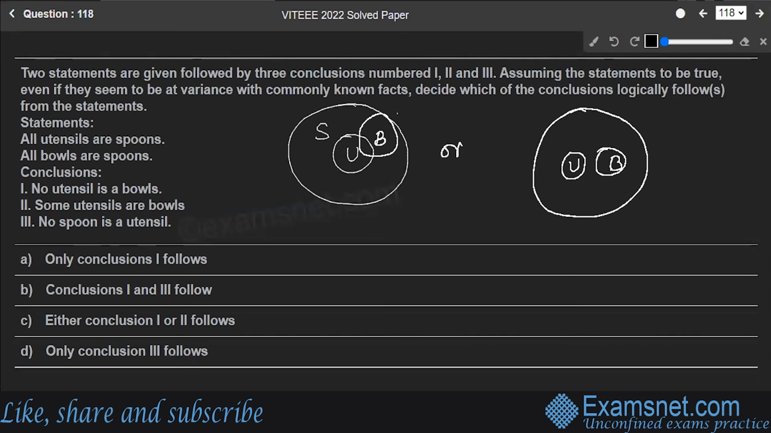Okay. Now, according to that, no utensil is a bowl. No utensils. Yes, it is true. It may be. Some utensils are bowl. Yes, this also is true. No spoon is a utensil. No, this is false. That means 1 and 2 conclusions follow. That means here it is. Option C is the correct answer. Hope you understood this. Let's move to the next question then.